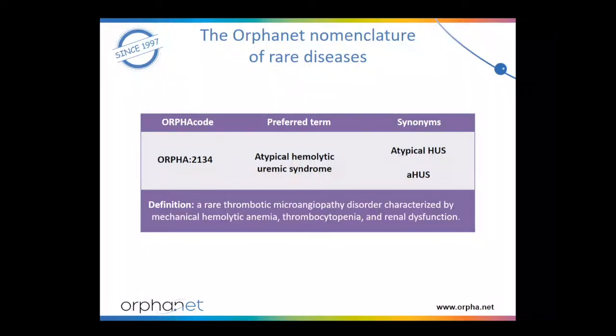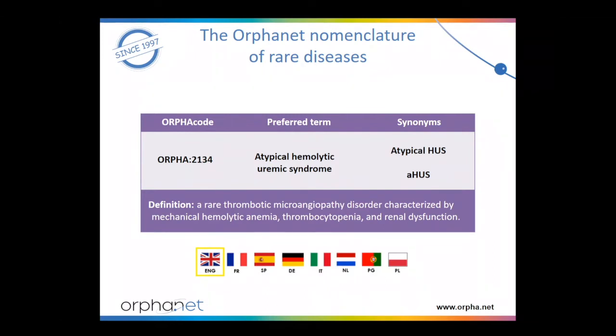And a definition, which is a short textual description of the main clinical characteristics of the entity, which therefore completes the information provided by the nomenclature terms and enables to avoid any ambiguity on the diagnostic scope of the disease. The nomenclature is produced in English by default by the Orphanet coordinating team, which I am part of, based in Paris, and is translated into several other languages.